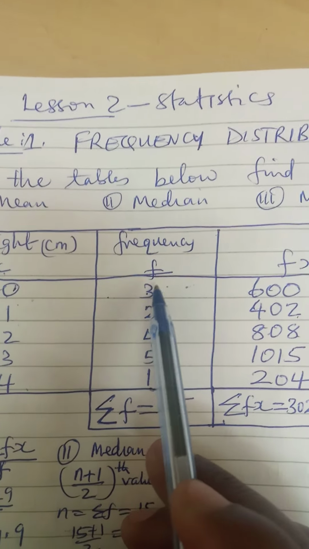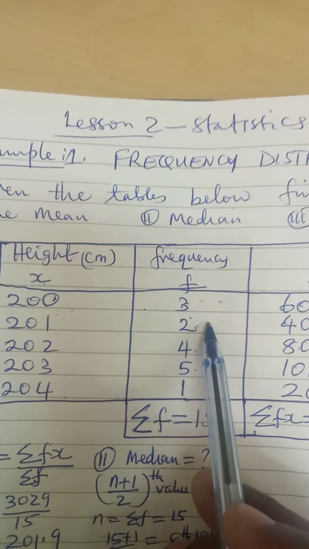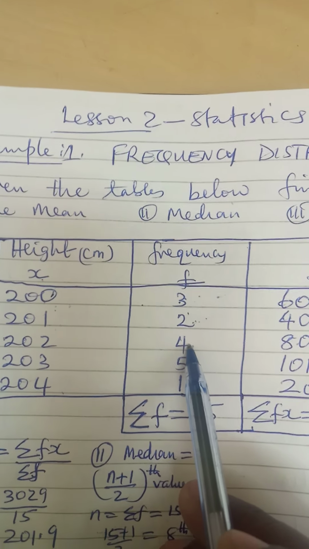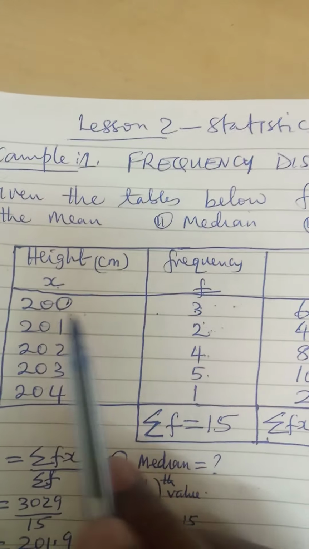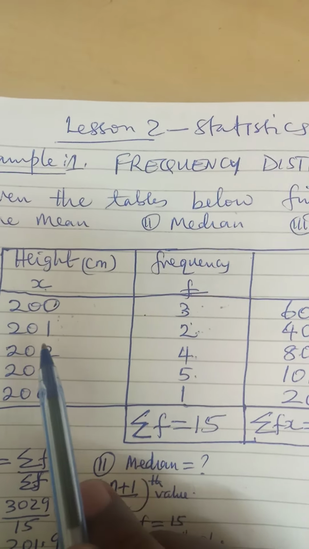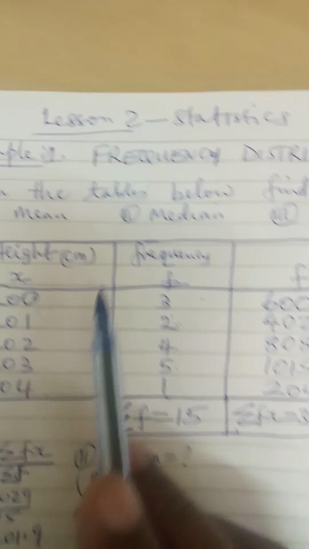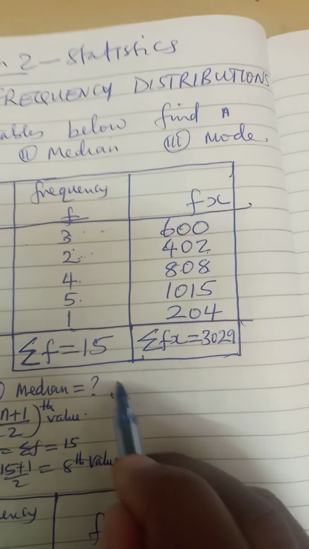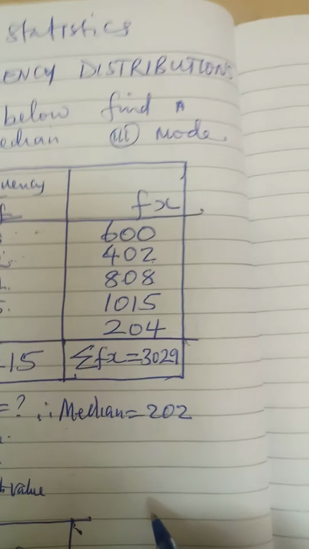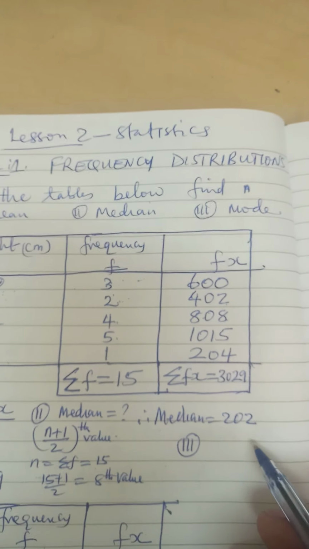Ideally, the 8th value will be found when we say the first 3 values are all 200s. The next 2 values are all 201. That is 5. If we add 4, we get 9. This implies that if we were arranging them 200, 200, 200, 201, 201, 202, 202, 202, 202, the 8th value, which is our median, will actually be 202.